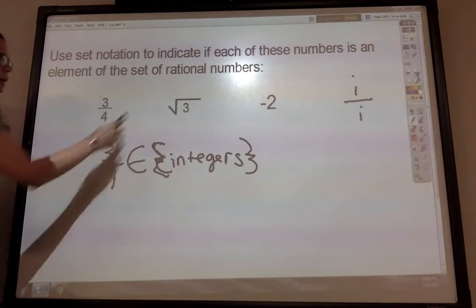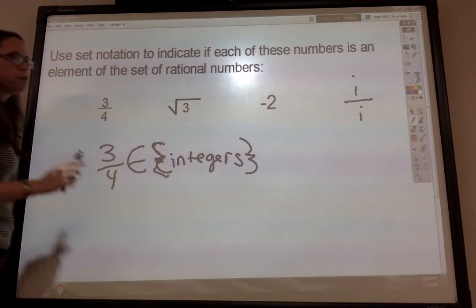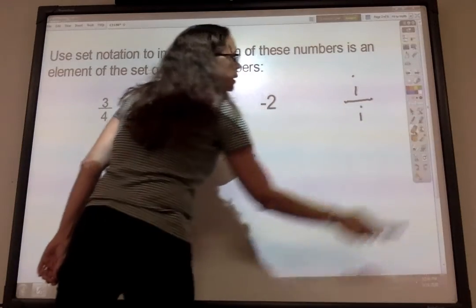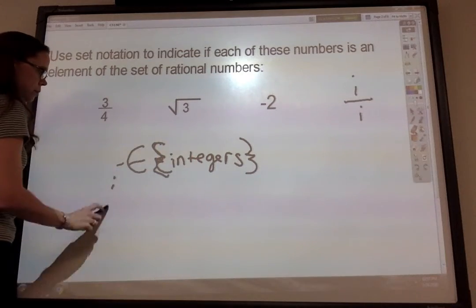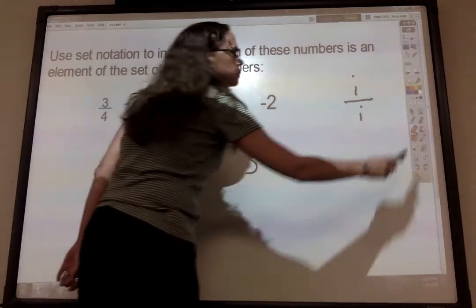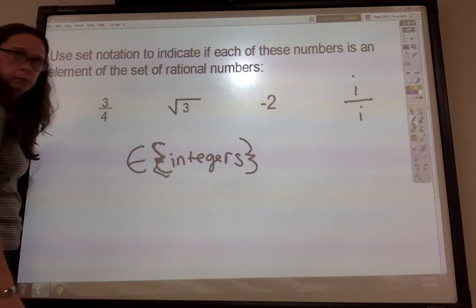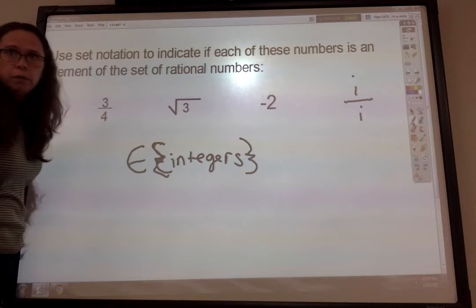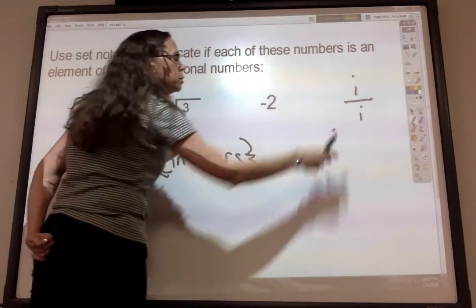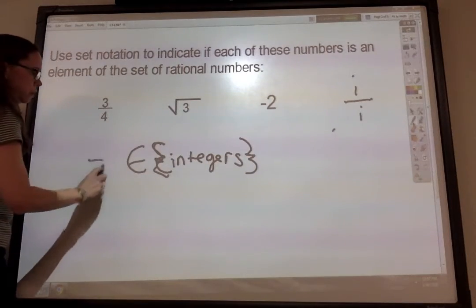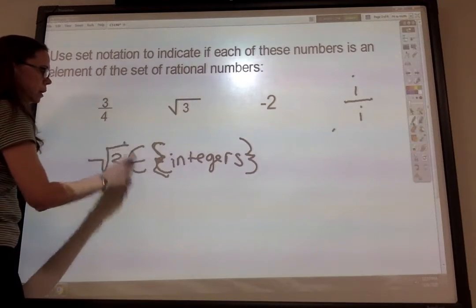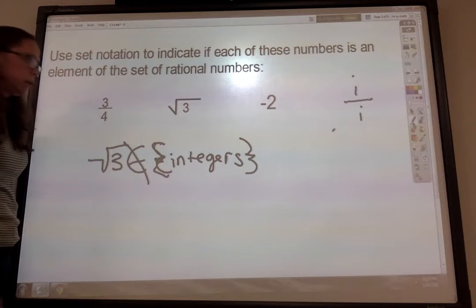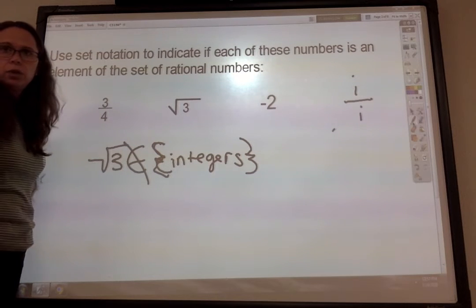Okay? Now let's move to radical 3. Is radical 3 a rational number? Hopefully you said no. Radical 3 is not a rational number. It cannot be written as the ratio of two integers. So we would say radical 3 is not an element of the set of rational numbers.